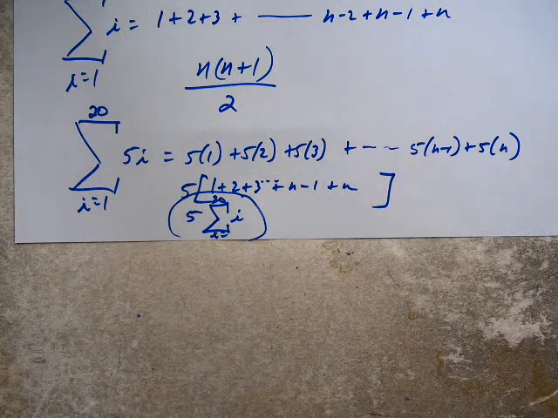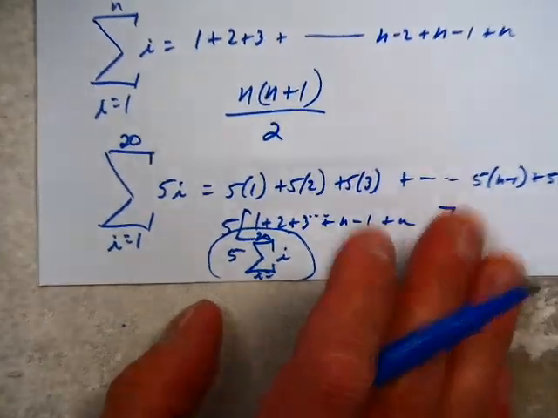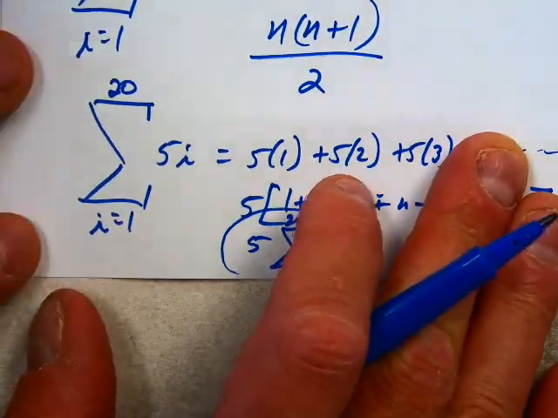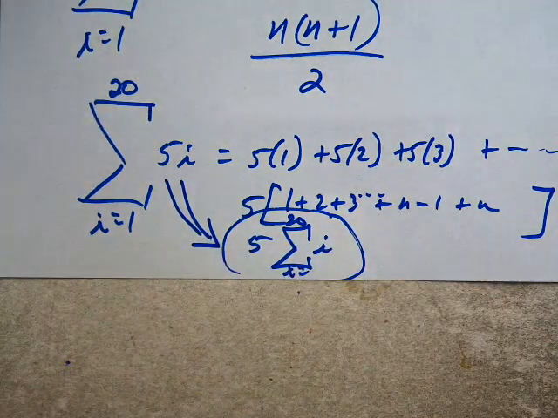Okay? So what I would like you guys to see right here is that we can take the quick jump to go from here to here, because I'm just factoring out a 5.